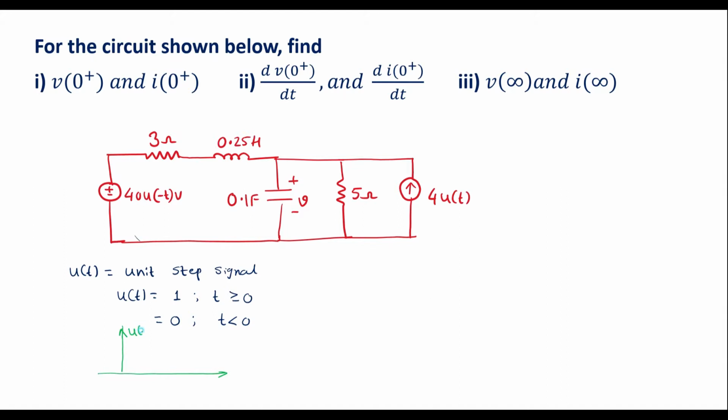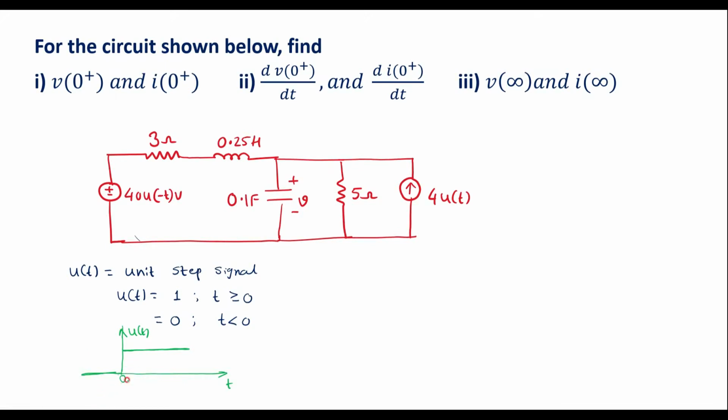Say this is u of t and this is t. U of t value is 1 for t greater than or equal to 0, that is if we assume that this point is 0, for t greater than or equal to 0 its value is 1, and its value is 0 for t less than 0, that is for this portion its value is 0.